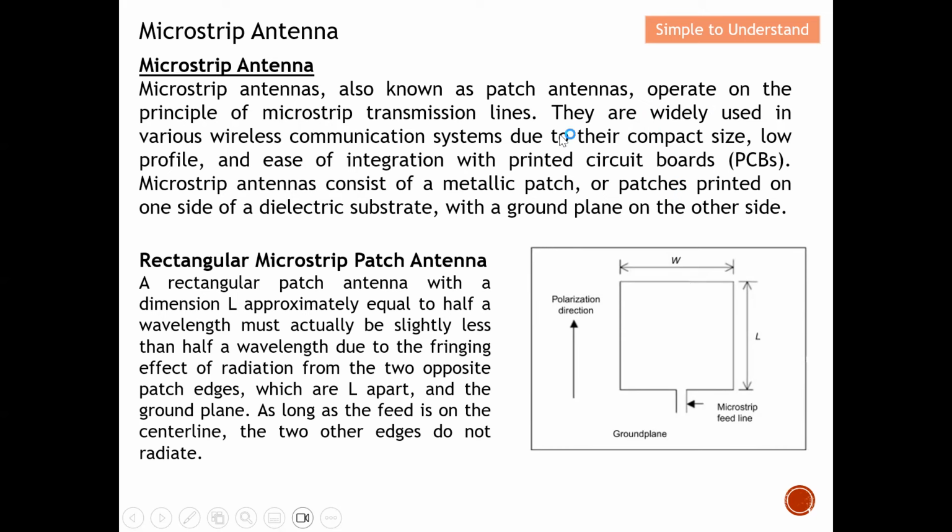They are widely used in various wireless communication systems due to their compact size, low profile, and ease of integration with PCB. The cost can be very low, because I can make a patch antenna just like a PCB. A microstrip antenna consists of a metallic patch or patches printed on one side of a dielectric substrate with a ground plane on the other side.